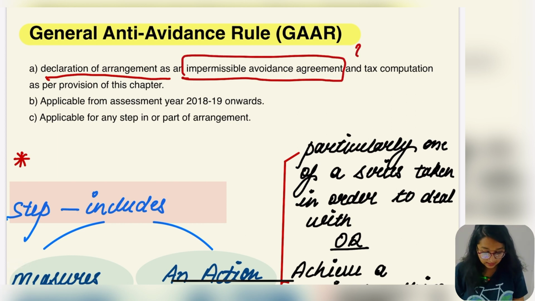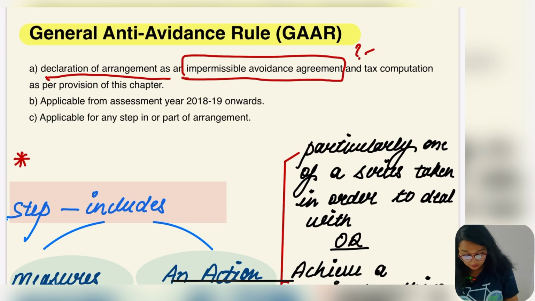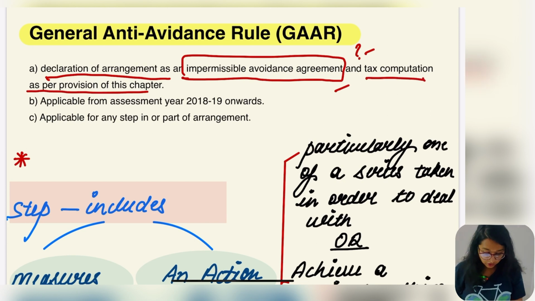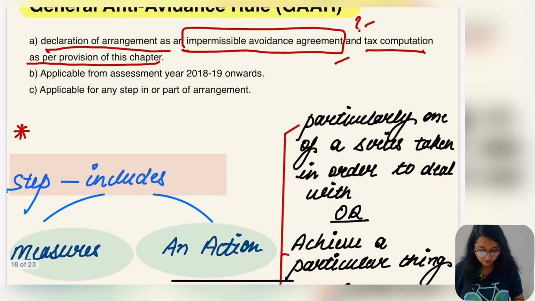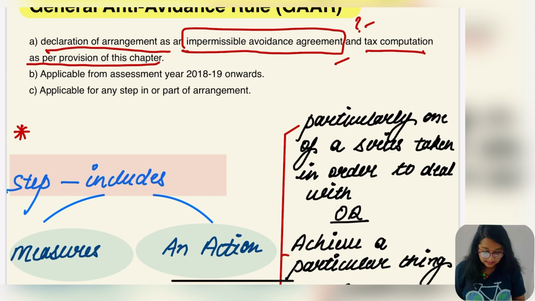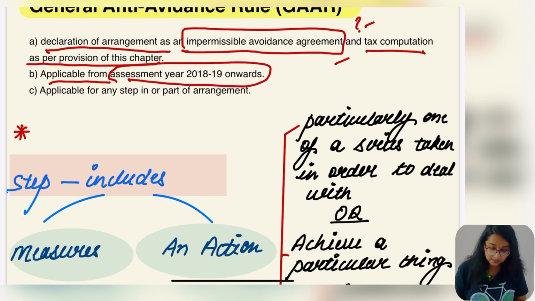Now we have to understand this term. What is an impermissible avoidance agreement? Any declaration of an arrangement as an impermissible avoidance agreement, and tax computation as per the provisions of this chapter, says about GAAR. This is one of the conditions mentioned in GAAR. Second, it is going to be applicable from assessment year 2018-19 onwards. Application for any other step in or part of an arrangement.